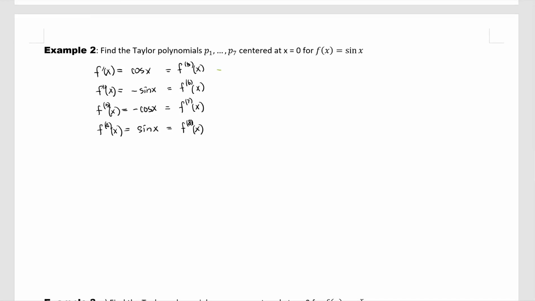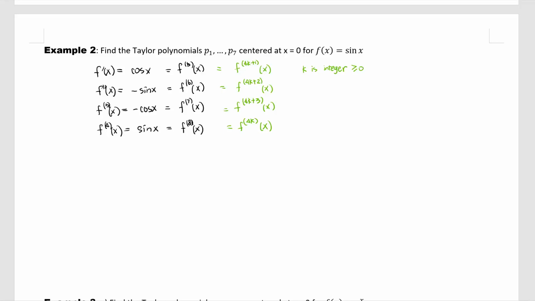So what's the fifth? Here is the first, and the fifth derivative, that means the 4k plus 1 derivative, where k is any integer greater than or equal to 0. And then this one is 4k plus 2. This is 4k plus 3. And this is, do we need 4k plus 4? No, we only need 4k.